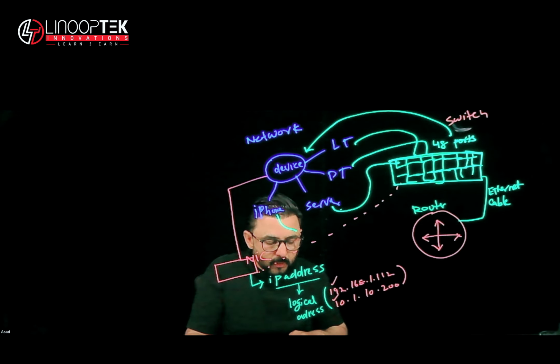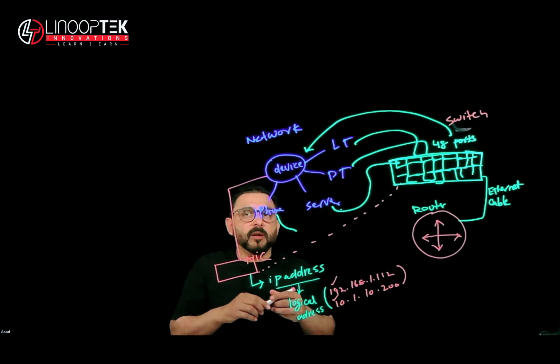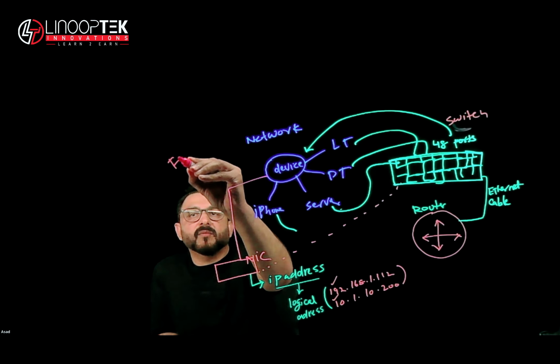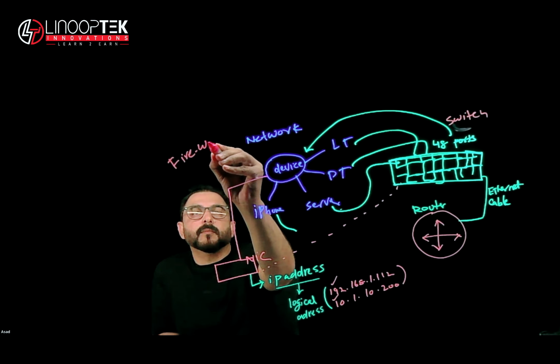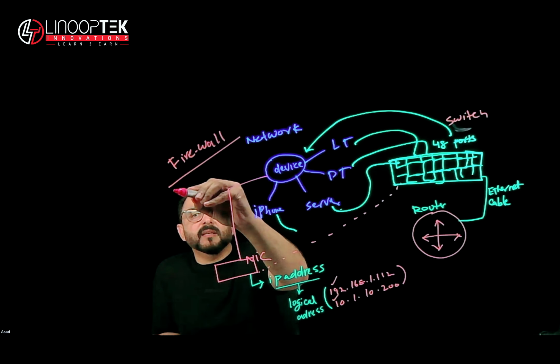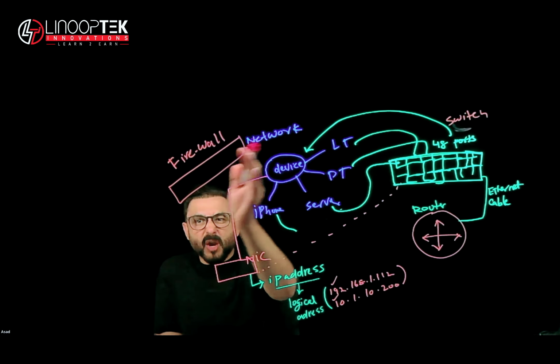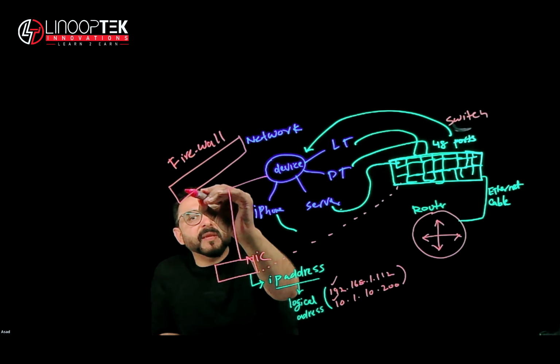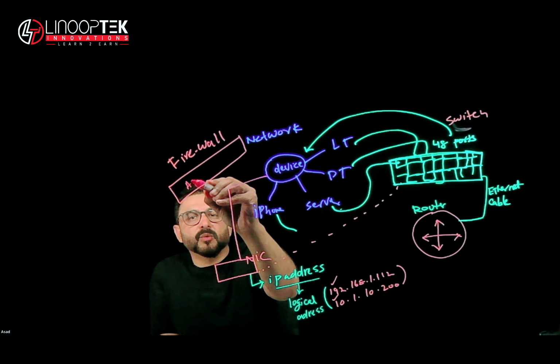Okay, let me go back to my thing over here. We need a firewall. We need a firewall right over here. Firewall is basically a wall that sits right behind your network. It basically has the access control.